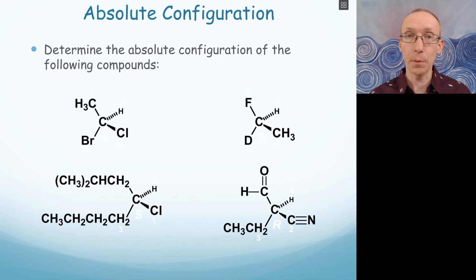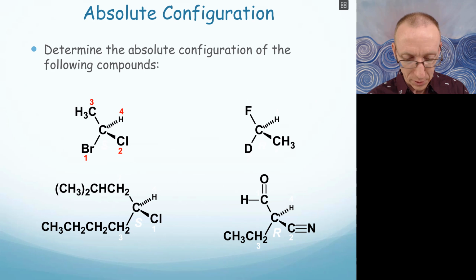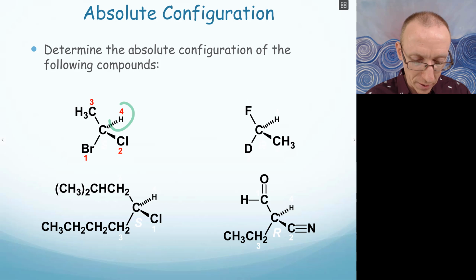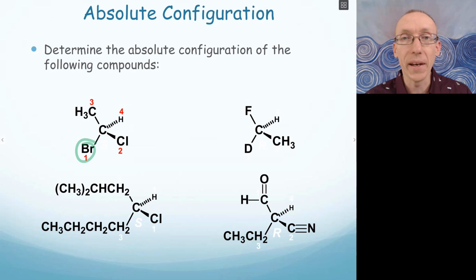So let's practice that with a couple of examples. We've got the absolute configuration of these molecules here. Let's have a look at the first one. We've got a molecule with a hydrogen here, lowest priority, a carbon atom, a chlorine, and a bromine. So that's the order of priority.